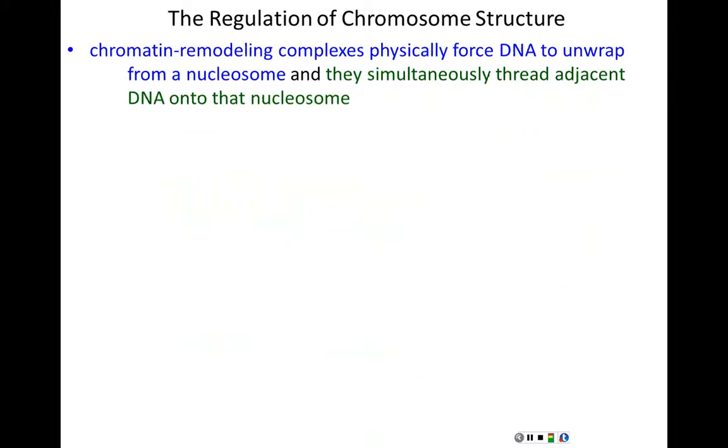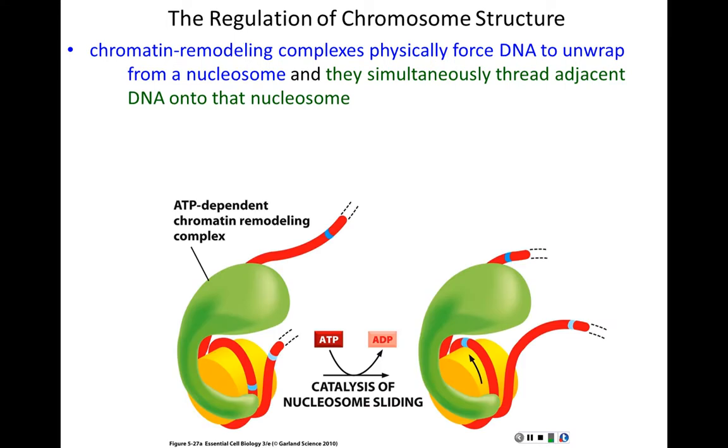So chromatin remodeling complexes physically force DNA to unwrap off of a nucleosome, and then they simultaneously thread adjacent DNA back onto that nucleosome. This is from your textbook, and it shows it pretty well, I think. See, they have these color-coded markers so you can kind of track things. So keep your eye on this blue band here and the lighter blue bands here. In green, we see the actual chromatin remodeling complex, and the energy is coming from ATP.